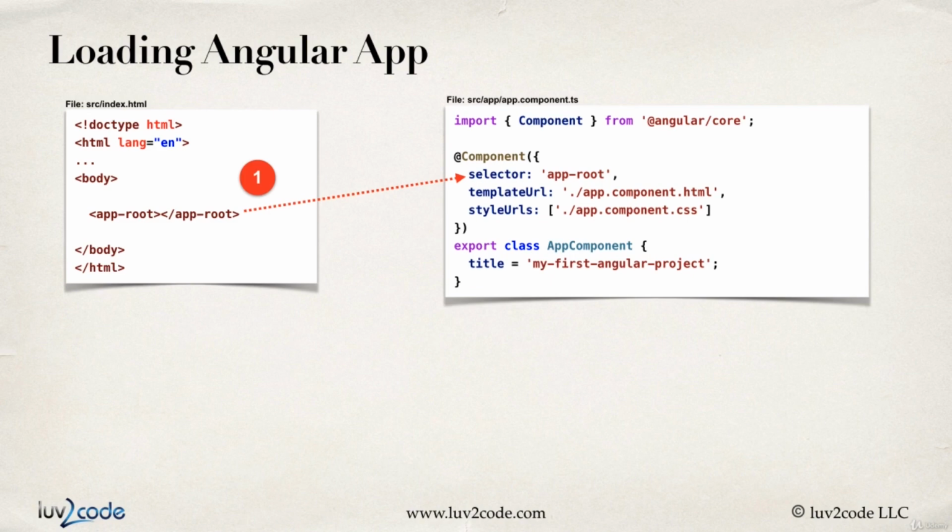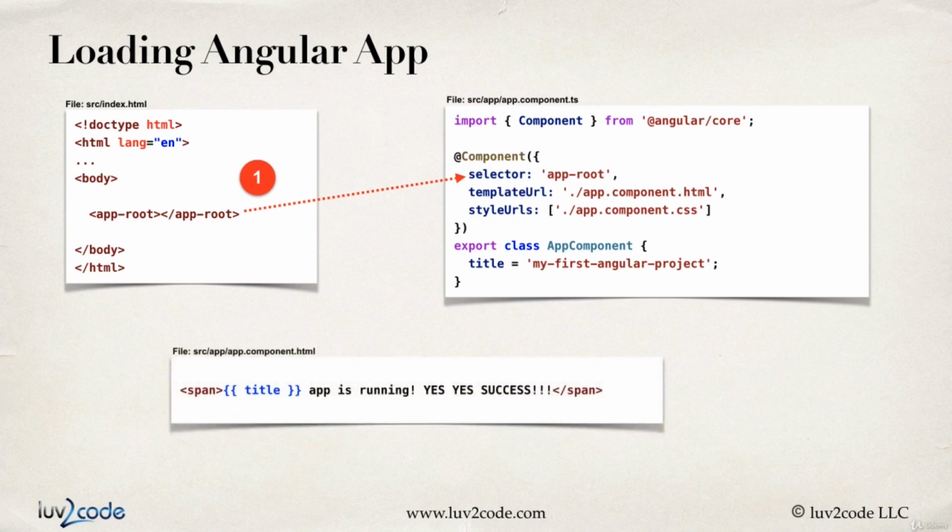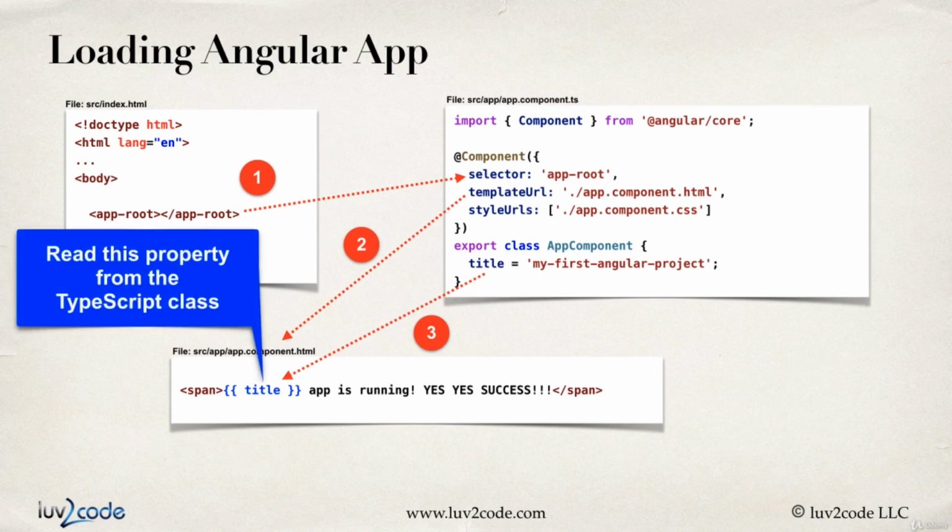So this selector app-root, then what content will it use? Well, it'll actually use the content here at this templateUrl. So this templateUrl points to a file, app.component.html. So that's the content that it's going to include at that given location. And then also notice we have the double curly braces with a given property. So basically here, it's actually going to read this property from the TypeScript class or from that related component and include it here as rendered output.